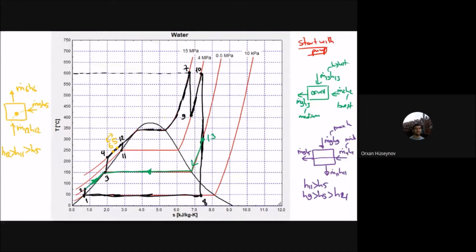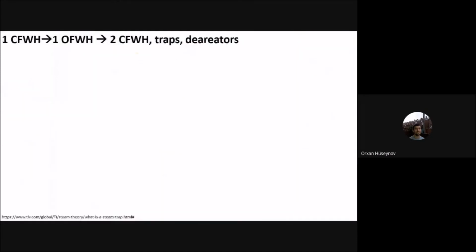This is for the cycle that we have got here. You can see that as we have increased the number of components, it becomes more and more complex. And this is the most complex one, so I will not draw it, but you can know that. So you have one closed feed water heater, one open feed water, and 2 closed feed water heaters. You have the traps and the deaerators. Okay, this one is a very complex one, and for the solution of this one, as well as for the TS diagram of this one, you have to use some software.